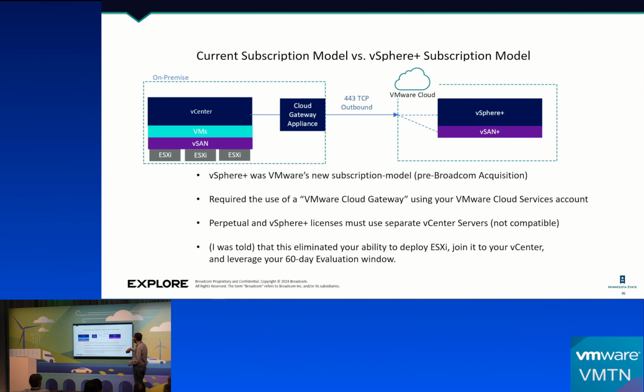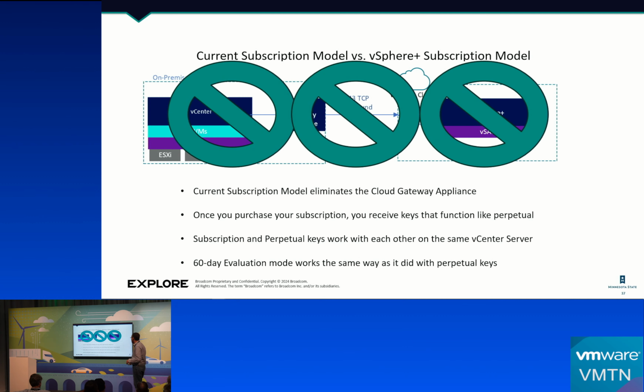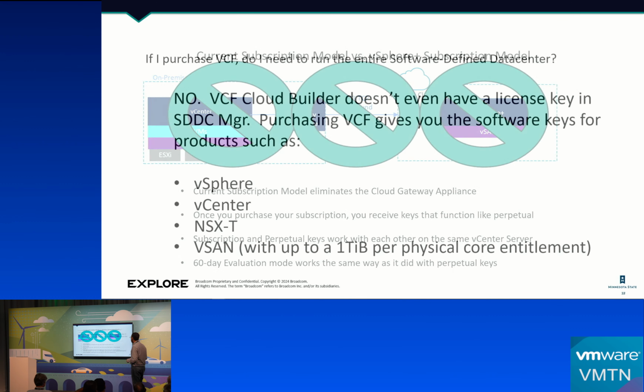The old vSphere Plus subscription model used to include a cloud gateway that would communicate, and this is a little bit about the difference between the old and the new. Back in the day with vSphere Plus, it was a separate vCenter that had vSphere Plus keys compared to a perpetual vCenter. That's gone. So now your current vCenter can handle subscription and perpetual at the same time. So that's definitely a good thing. And the new model doesn't have that cloud gateway appliance. So there's no cloud callback.